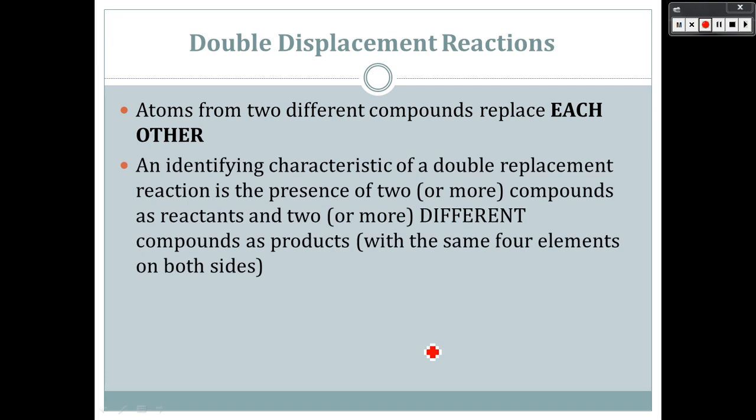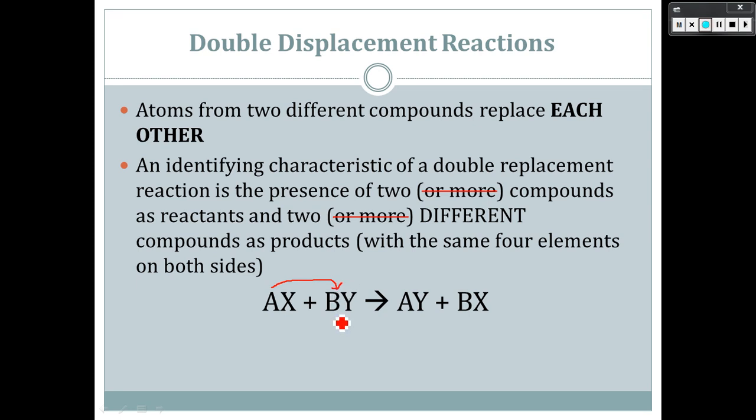So one way you can spot a double displacement reaction, and you'll notice here we haven't capitalized, is that you have two compounds as reactants and two different compounds as products with the same four elements on both sides. And so here we have AX plus BY yields AY plus BX, where, again, the A has displaced the B.